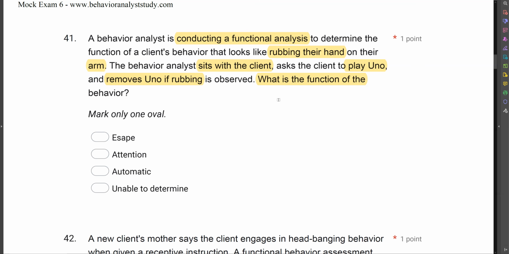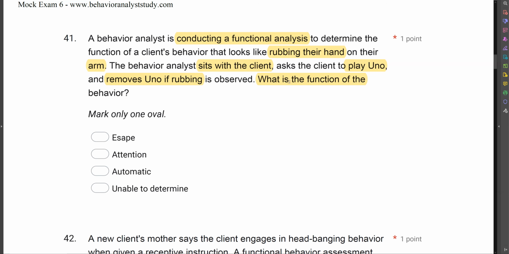But do we know the results? No. Do we know the results of the other conditions? No. So we might know what condition this one is, but in no part of this question do we have any information on what the function is. Just because the analyst is in this particular condition of the functional analysis doesn't mean that is the function.